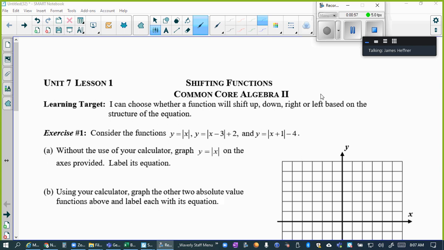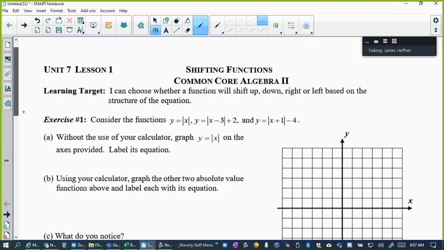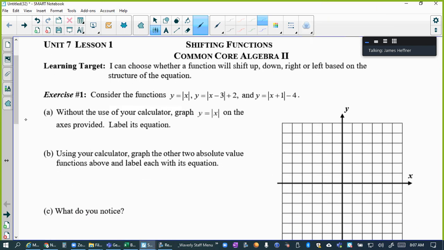And we could put these in our calculator if we needed to, but they want us to look at these functions. Y equals the absolute value of x. Here, those are the absolute value brackets. And then they're going to have us look at the absolute value of x minus 3 inside there, plus 2 tacked on to the end. And then the absolute value of x plus 1, and then subtracting 4 tacked on to the end there, right? So part A, without the use of your calculator, graph y equals the absolute value of x.